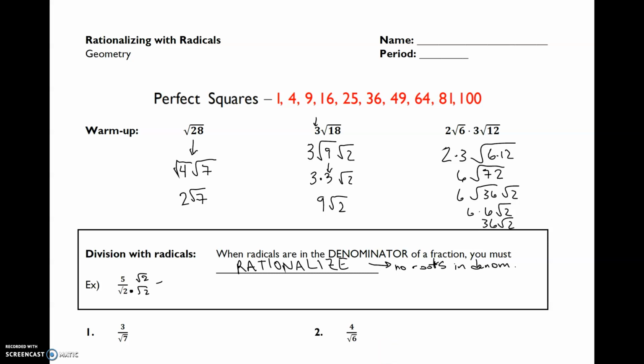Can't really do much in the way of simplifying the top. It's just 5 times the square root of 2. Don't multiply the numbers together. It's not 10. It's not square root of 10.